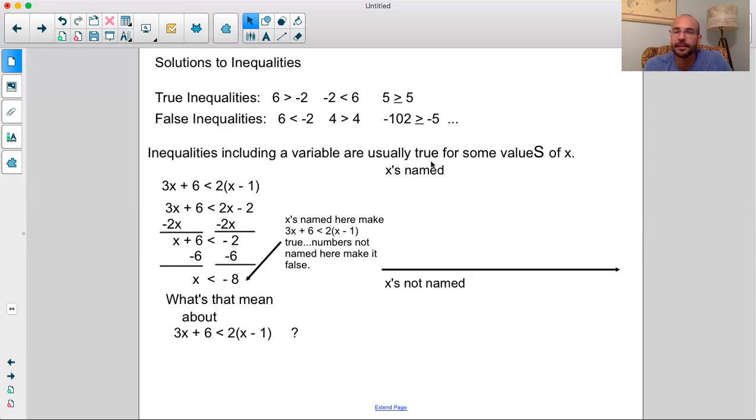What I want to do is I want to tell you some numbers that are being named down here and show you that at least one of those works.